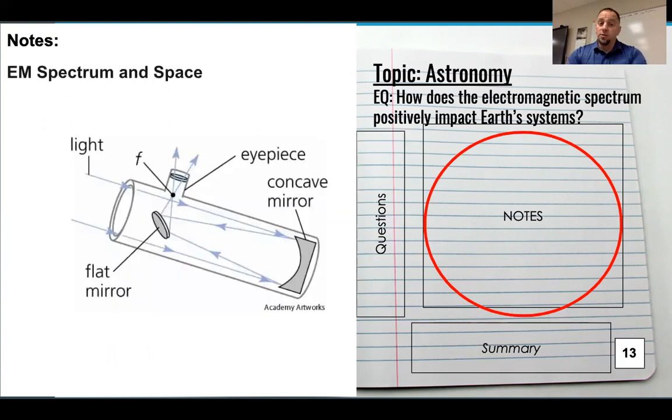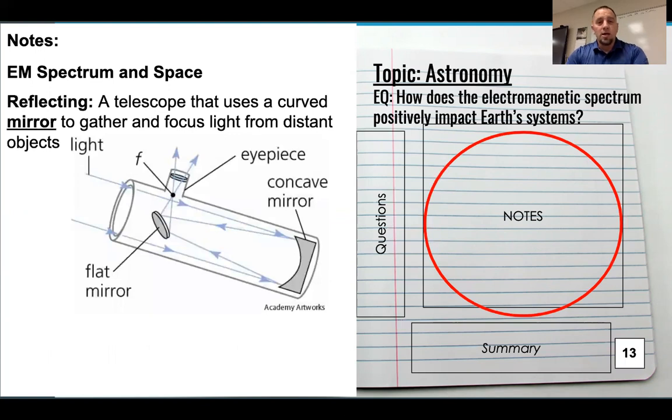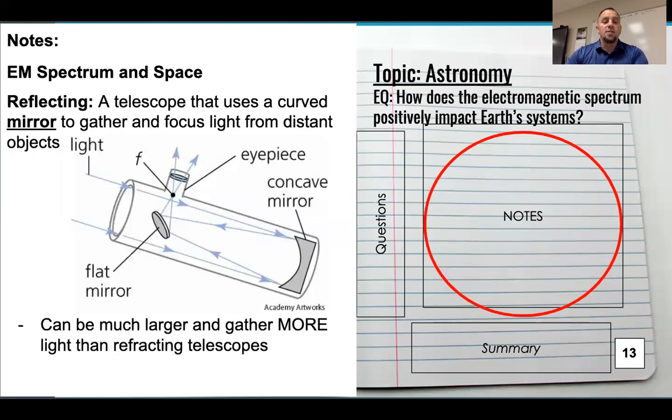Our next type of telescope is a reflecting telescope. As you might have guessed already, instead of bending the light, it reflects the light. And we can use different types of mirrors to do that. So a reflecting telescope is a telescope that uses a curved mirror. It gathers and focuses the light from distant objects. We can see that the light comes in and there's a concave mirror in the back, where it reflects that light back to a flat mirror and then goes to the eyepiece for us to be able to see. So this F right here is the focus. That's where all the light collects, and that's where we actually see the object that we're trying to observe.